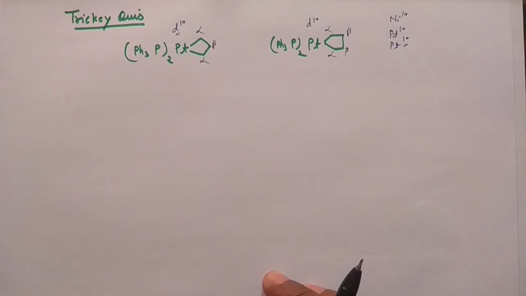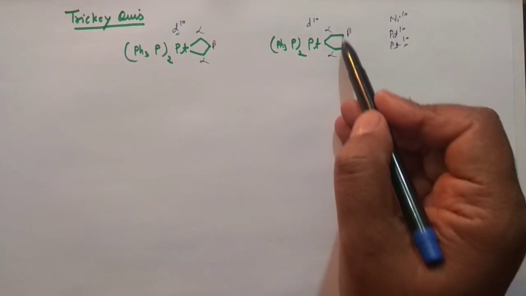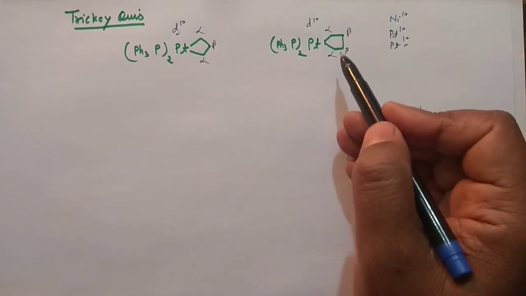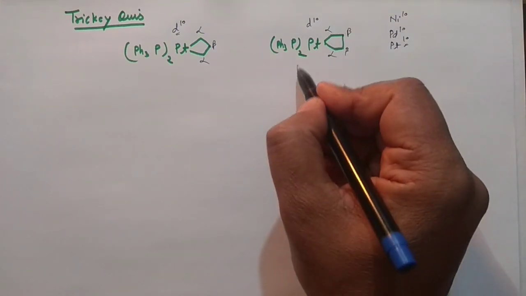Now people explain these things in a number of ways, but I am going to give you a very simple trick. Whenever you see these complexes, the complex which has more beta hydrogens will readily undergo the beta hydrogen elimination reaction.